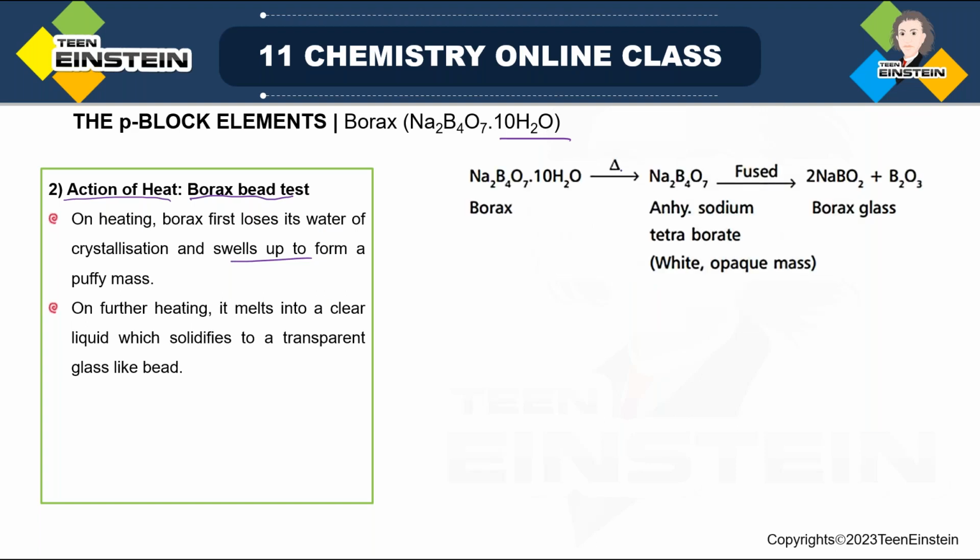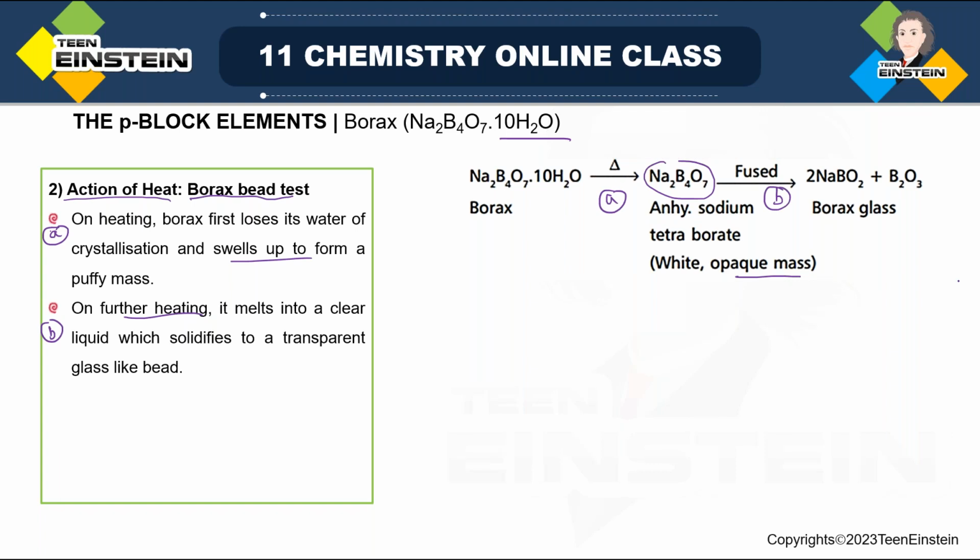So when we first heat it, we get Na2B4O7 without the 10 water molecules, and this is anhydrous sodium tetraborate. You cannot say it is borax, it is anhydrous sodium tetraborate. It is a white and opaque mass. Opaque means the opposite word of transparent. It is a puffy mass. Now if you are further heating it, suppose I am numbering it, this is A, this is B.